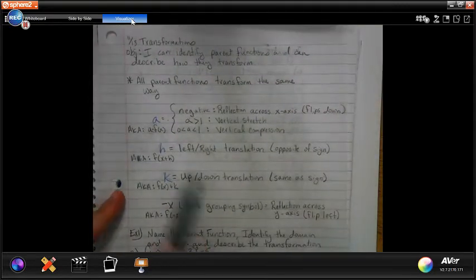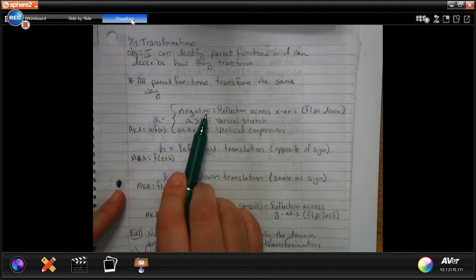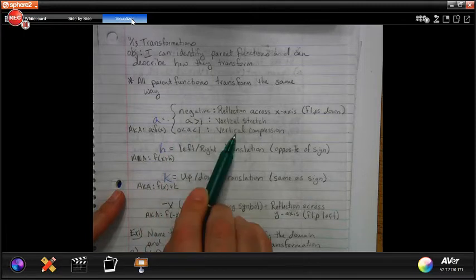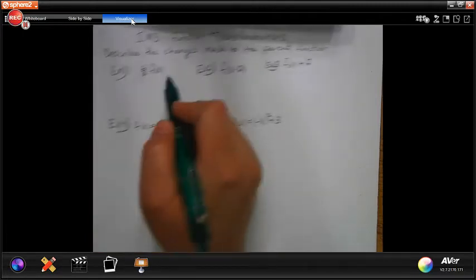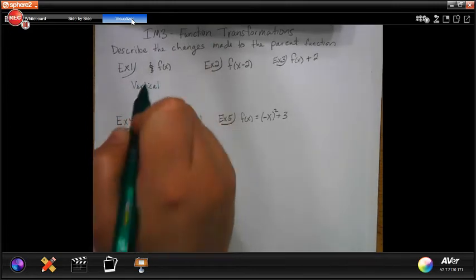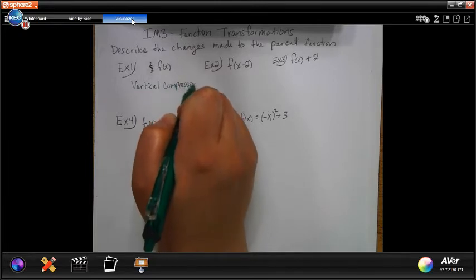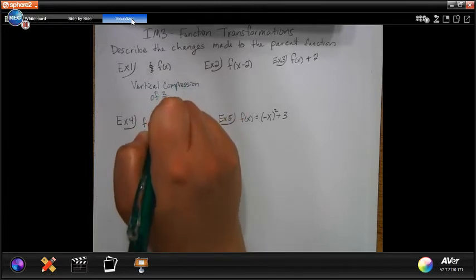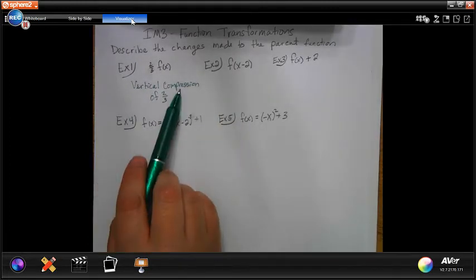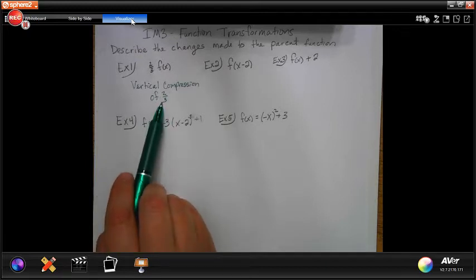So the change is A. 2/3, it's not negative, so we don't need to worry about that. It's not greater than 1. It's between 0 and 1, so it's a vertical compression. And that's what we're going to write here. Vertical compression of 2/3. Okay, so you always write down vertical compression, the words, of 2/3. That's how much it's vertically compressed.